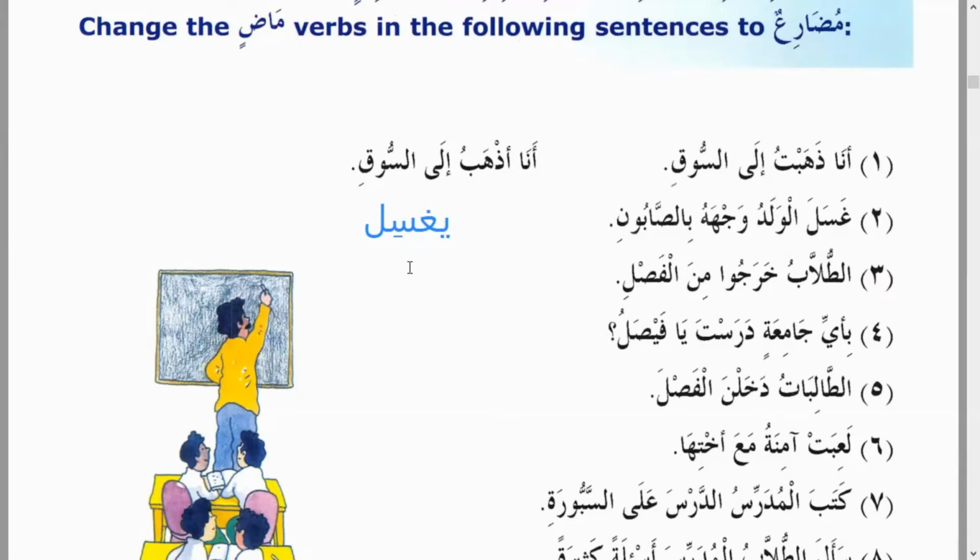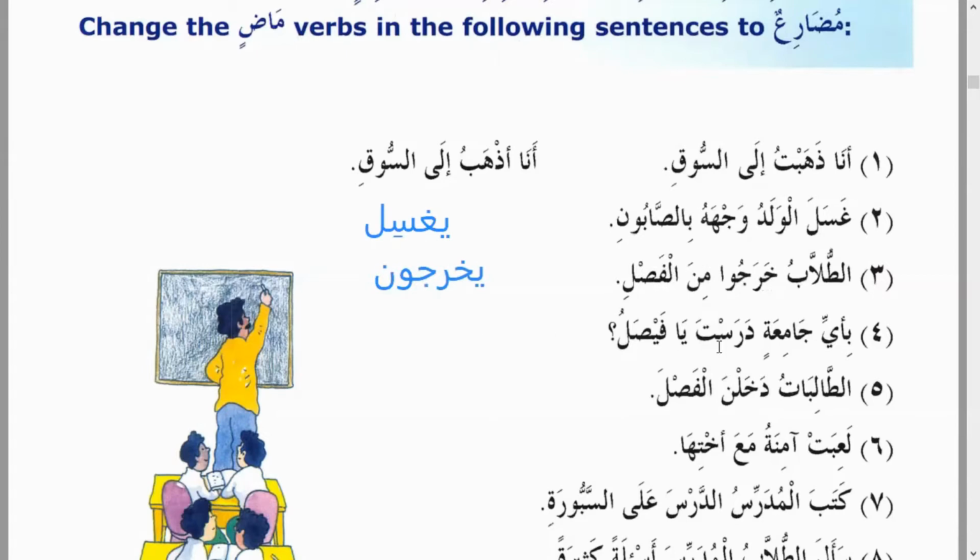Next, الطلاب خرجوا من الفصل. The students came out from the class. So خرجوا should be made مضارع. يخرجون. نعم. First you have to make a مضارع. خرج is يخرج. Then plural because طلاب, right? So يخرجون. نعم.